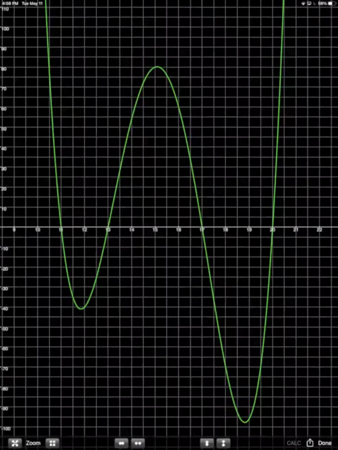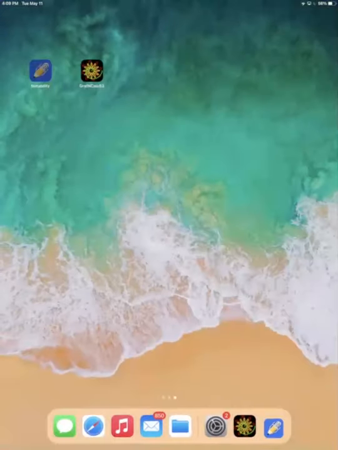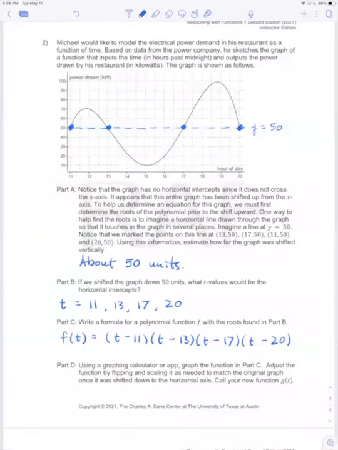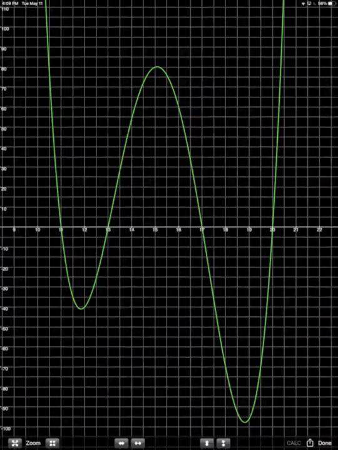There we go. We want to write this, and I'm going to go back to my Notability, and it says using a graphing calculator, graph the function in part C, adjust the function by flipping and scaling it as needed to match the original graph. Now the original graph is under question 2, and I'm going to compare it to what we just drew on the calculator, and it looks like our graph is upside down compared to their graph. So we're going to have some adjustment to do.